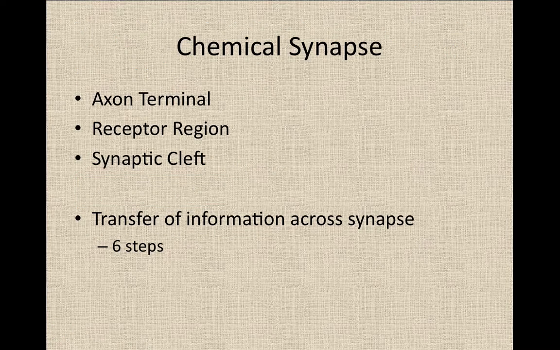Okay. So the chemical synapse. Well, we touched on this in the muscle unit because the neuromuscular junction is a chemical synapse where you have the axon terminal, the synaptic cleft, and that receptor region, which in the neuromuscular junction is the muscle cell.